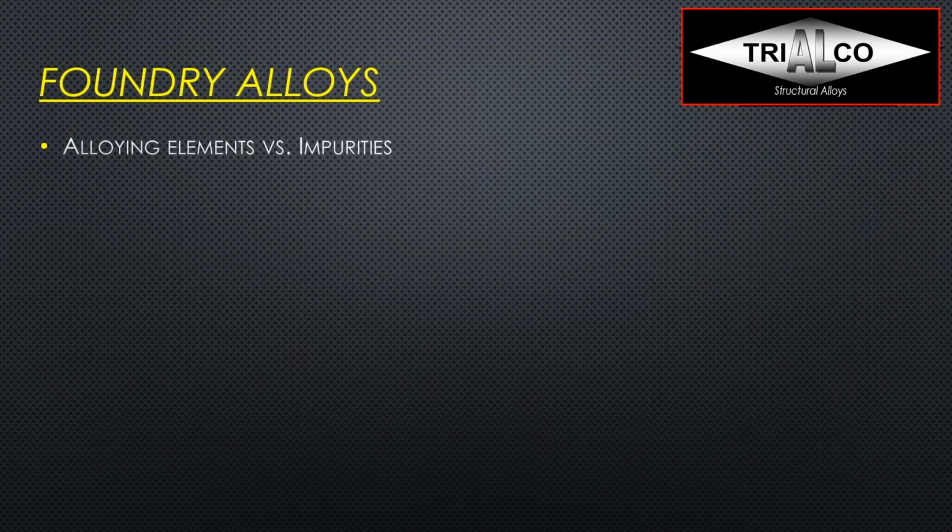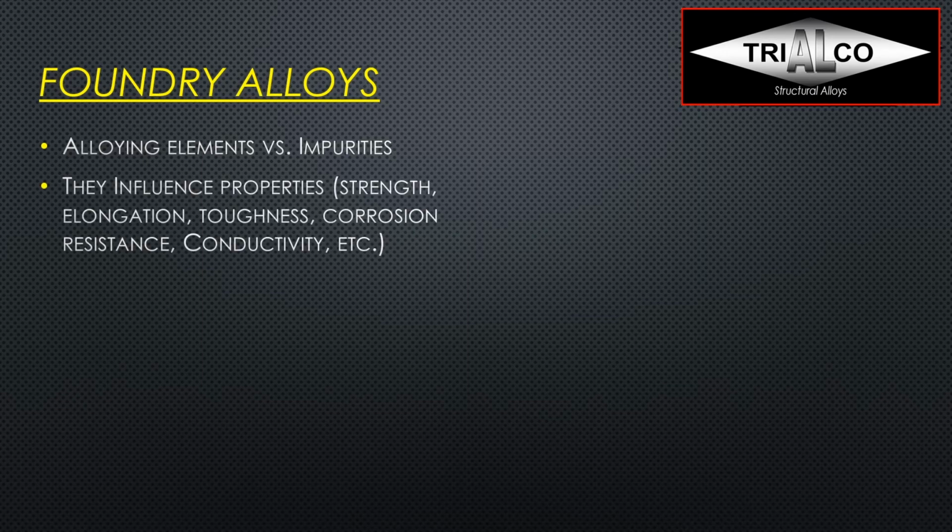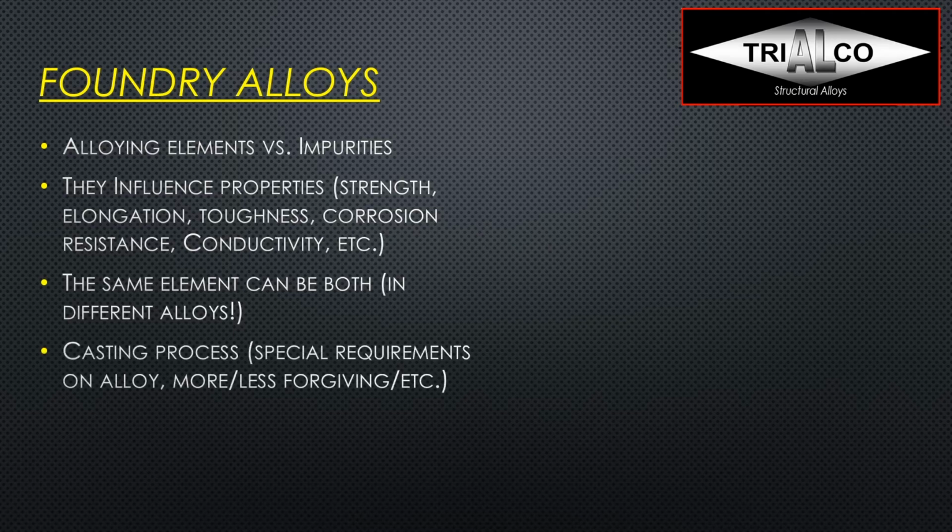Now let's have a look at Foundry Alloys. First of all, we need to talk about alloying elements and impurities, the influence on properties, especially strength and elongation, toughness, corrosion resistance, conductivity. And the same element can be both. It can be an alloying element, giving it strength, and in a different alloy, it might be an impurity. The casting process and special requirements on the alloy, whether it's more or less forgiving.